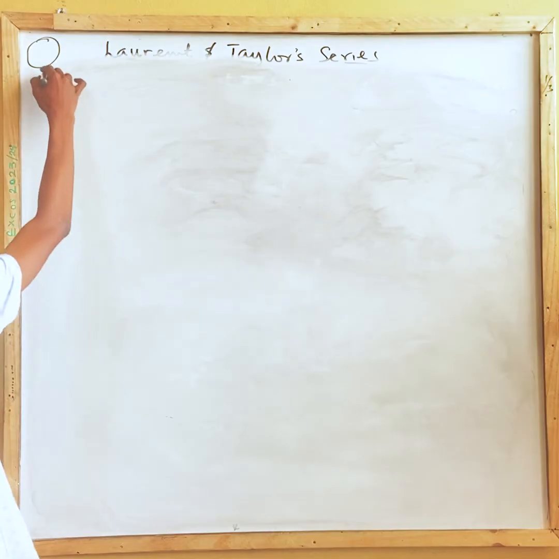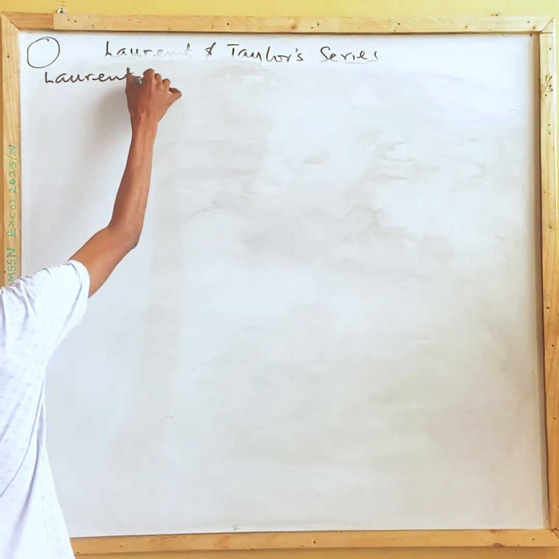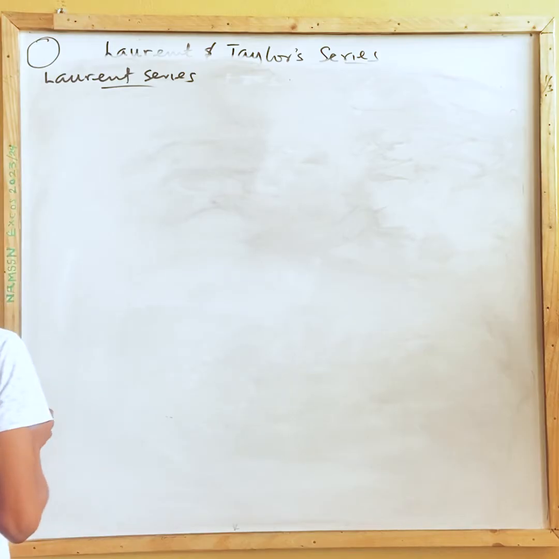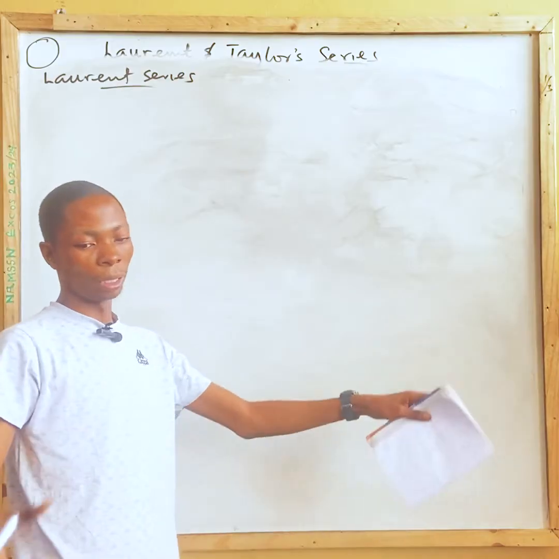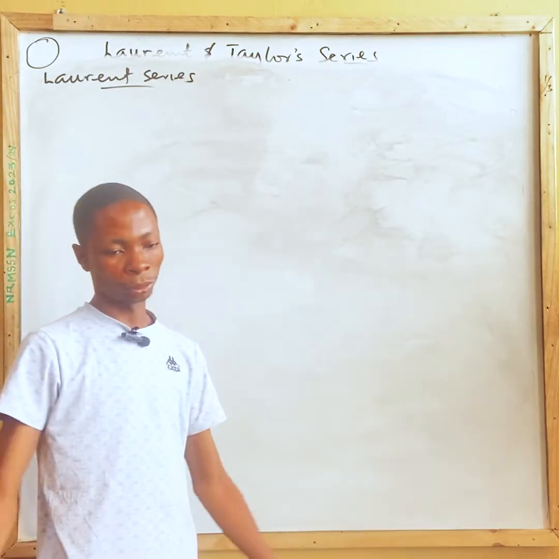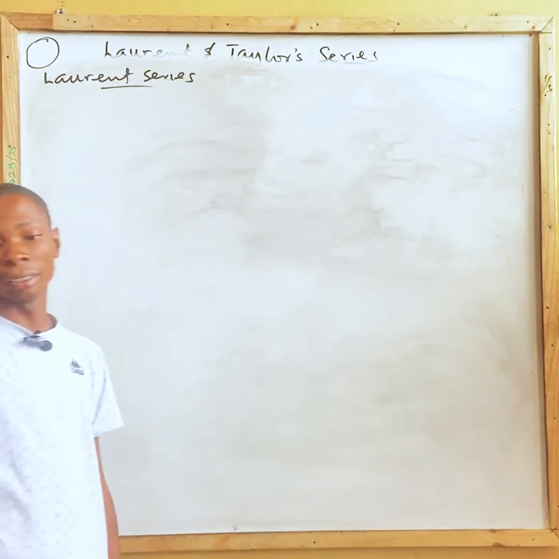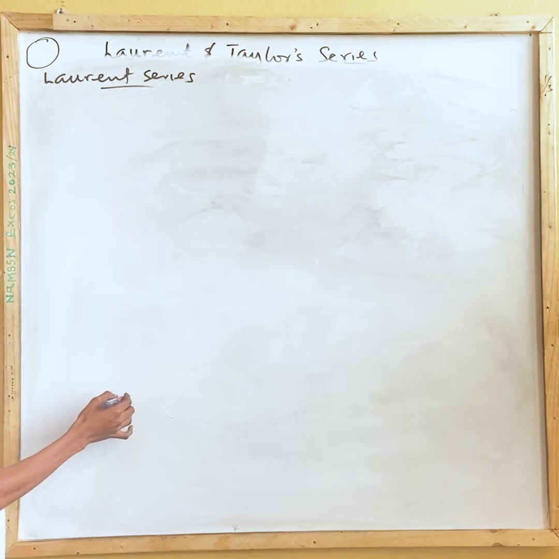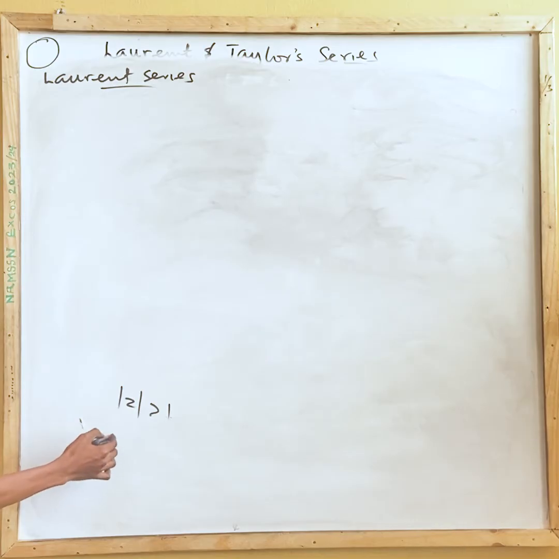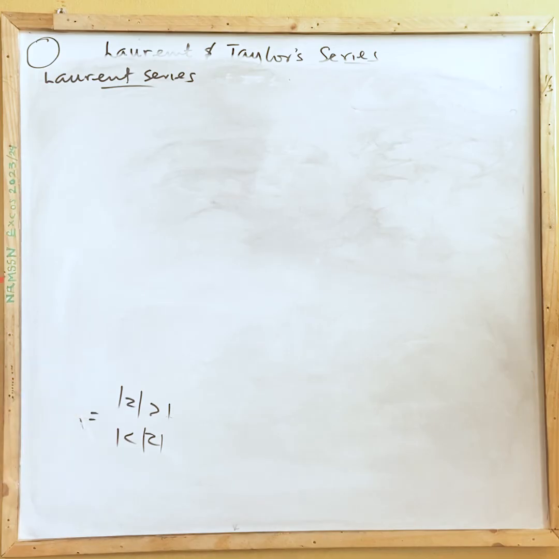Now, Laurent series. This Laurent series is just like we are expanding two functions at a time, in a different region. If I have something like this, let me start by looking at this inequality. The absolute value of z is greater than 1. If z is greater than 1, it simply means 1 is less than z.